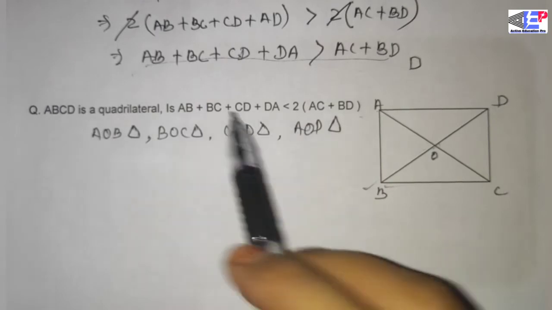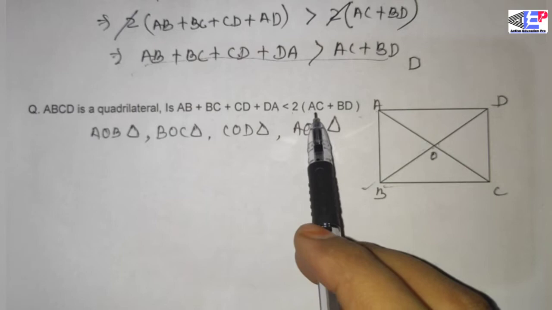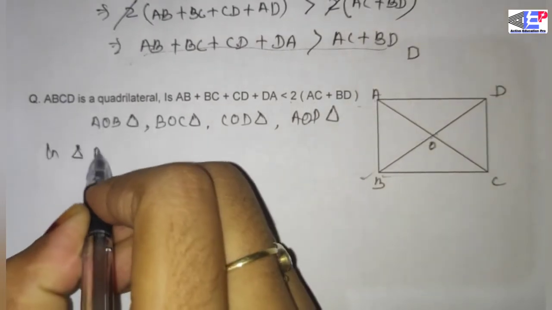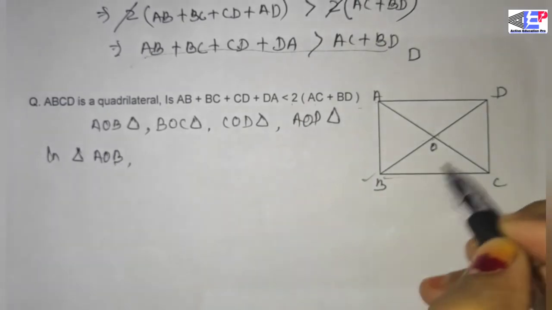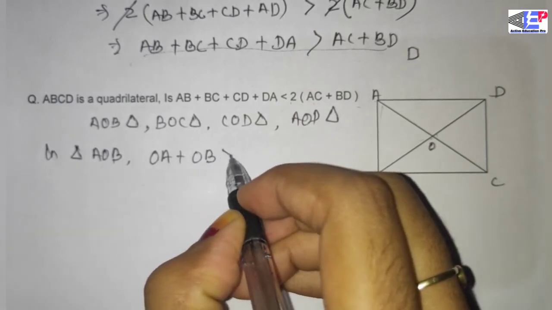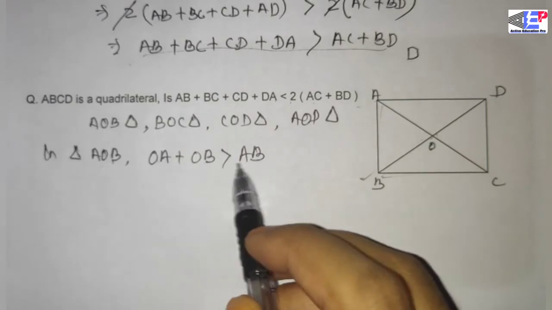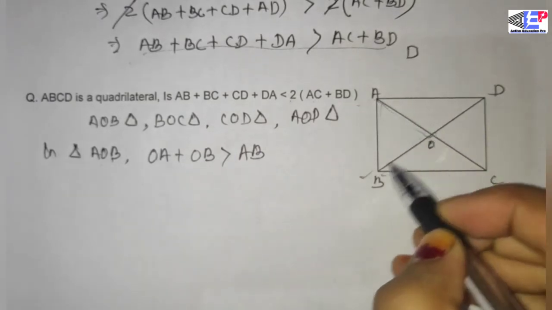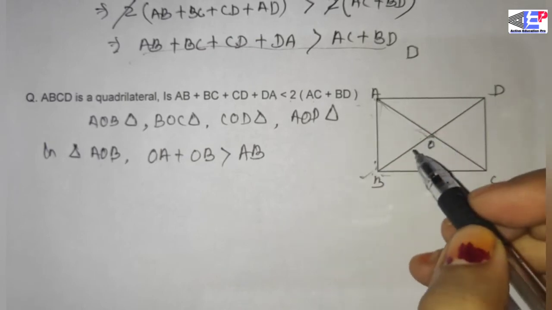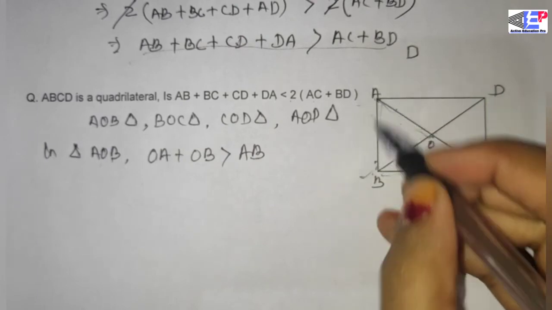We have to prove this equation, AB plus BC plus CD plus DA smaller than 2 of AC plus BD. So let's solve. First, in triangle AOB, you can write OA plus OB greater than AB. In triangle AOB, OA, OB and AB are the 3 sides of this triangle. So the sum of any 2 sides is greater than the third one. OA plus OB greater than AB.